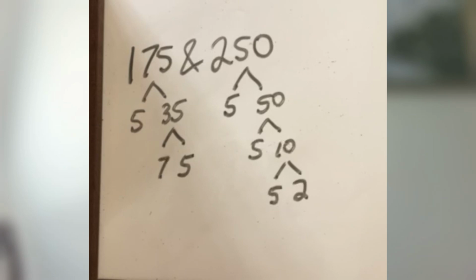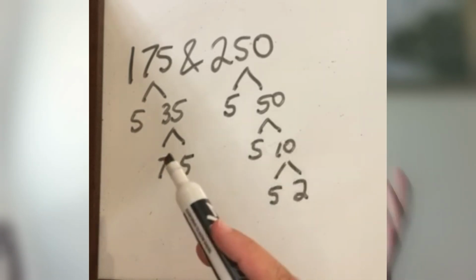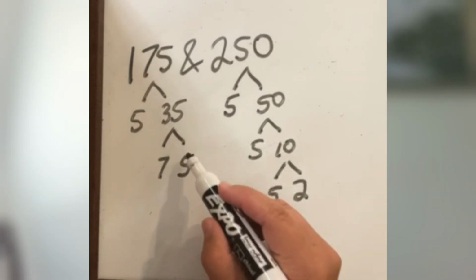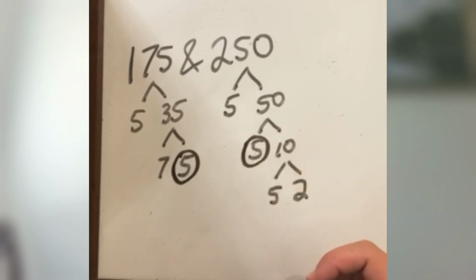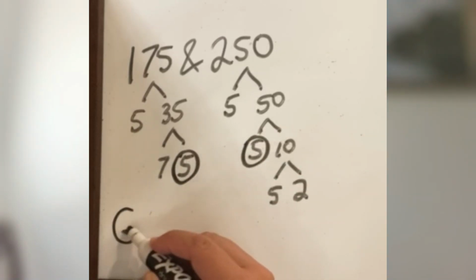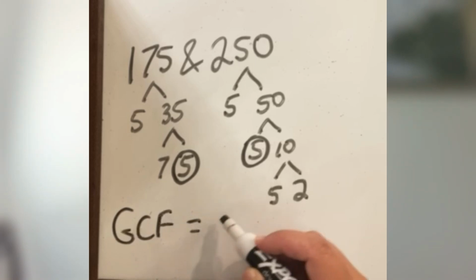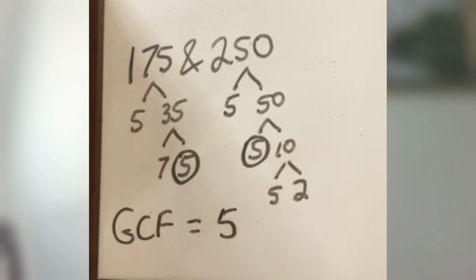Again, what are the common factors that we have between the two numbers? Well, the only common factor that we have is 5. We see 5 in both trees, and that's it. So our GCF for this would be 5.